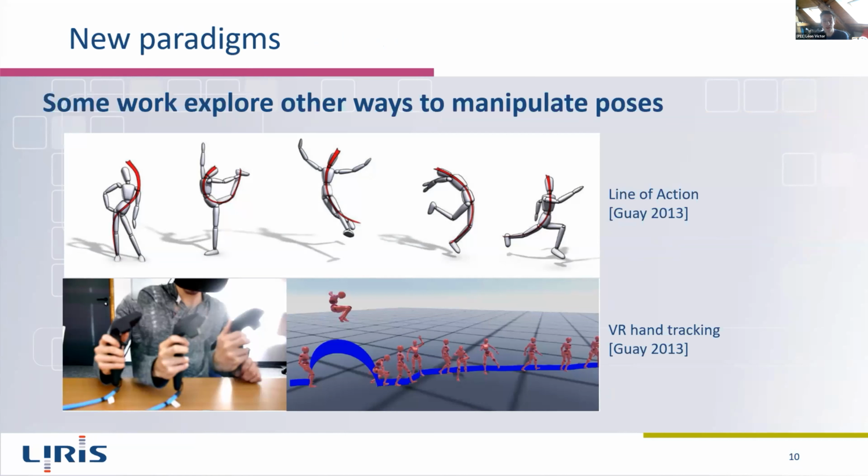So to finish up on the pose edition concepts, some other works stray away from the traditional puppeteering analogy and explore other ways to manipulate the pose. So those are some examples. In the first one, they use another concept of traditional hand-drawn animation, which is the line of action, which the artist can draw, and then they fit the skeleton and the pose to this line of action. In the second one, they're using users' hand motion in VR, tracking the hand motion and then translating that into a character animation.